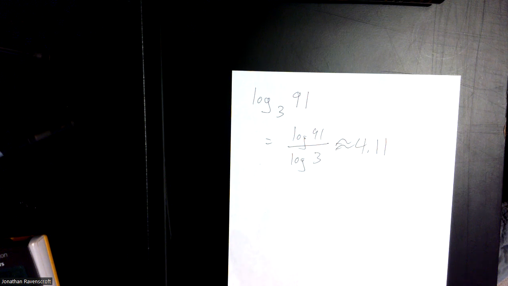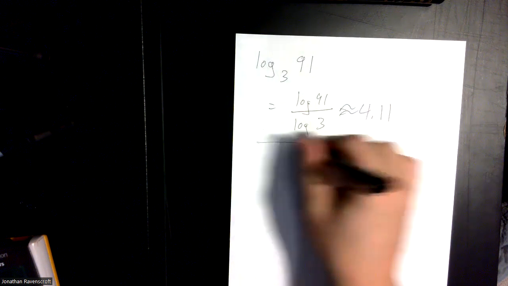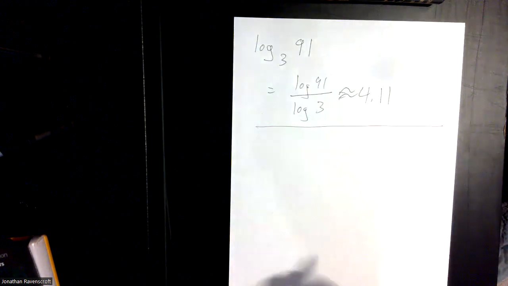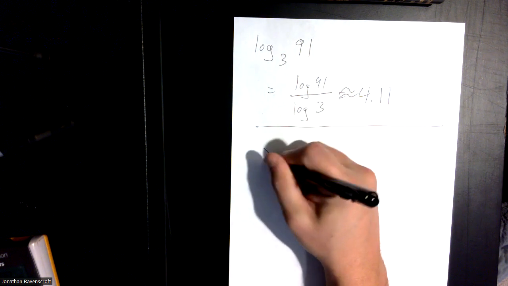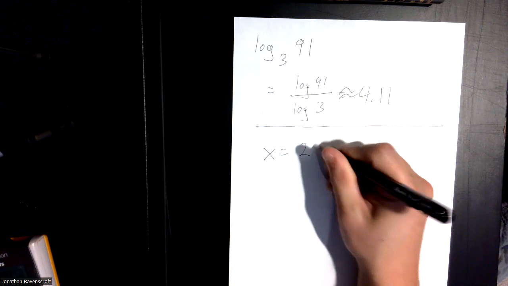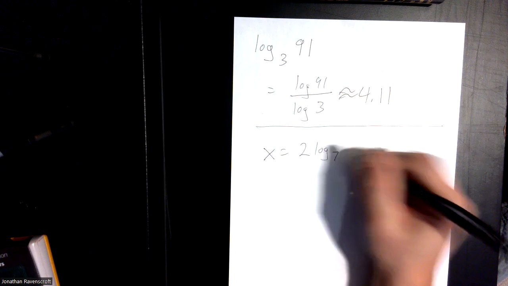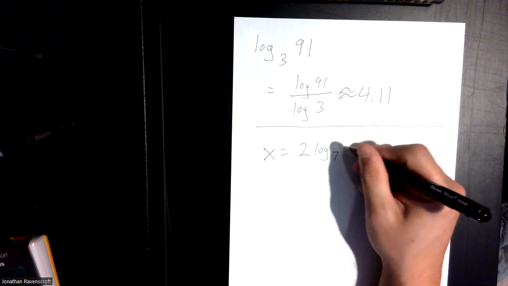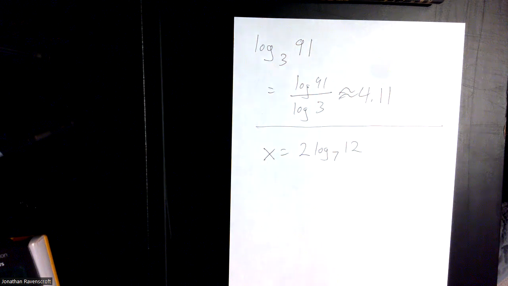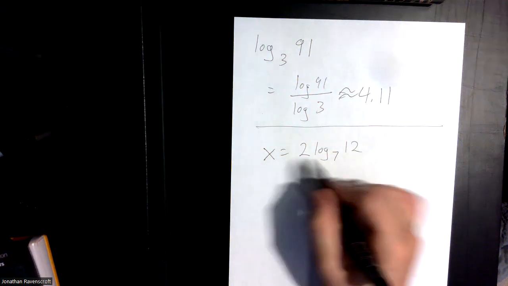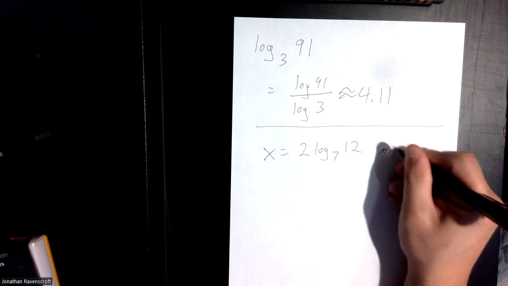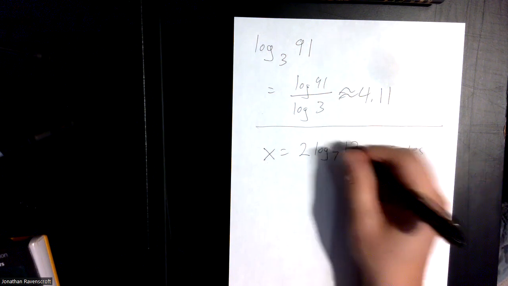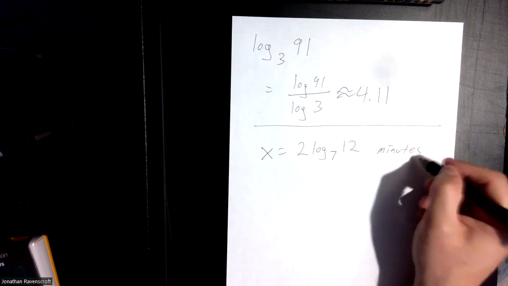Now, I know what you're asking. Why is this important? Why do we need to be able to do something like this? Well, in the next class, we're going to deal with word problems. And you'll solve equations, and you'll get an answer like x equals 2 log base 7 of 12 minutes. Now, we have no idea what that is. 2 log base 7 of 12 minutes?